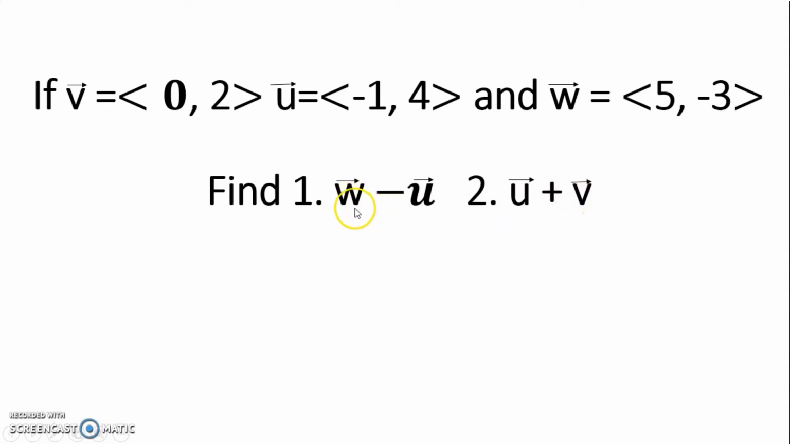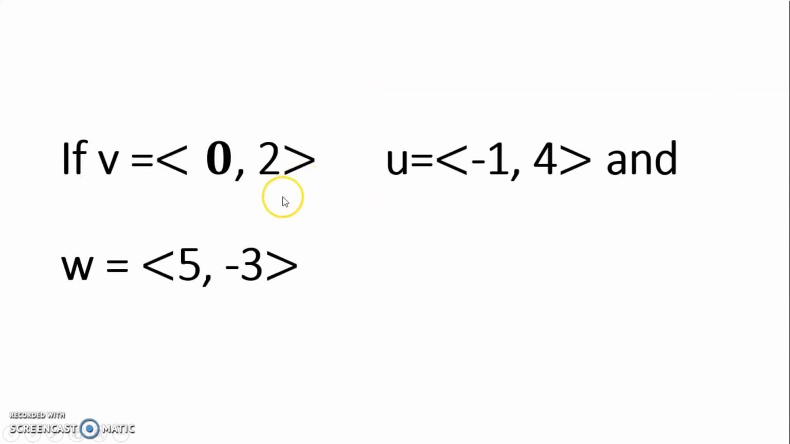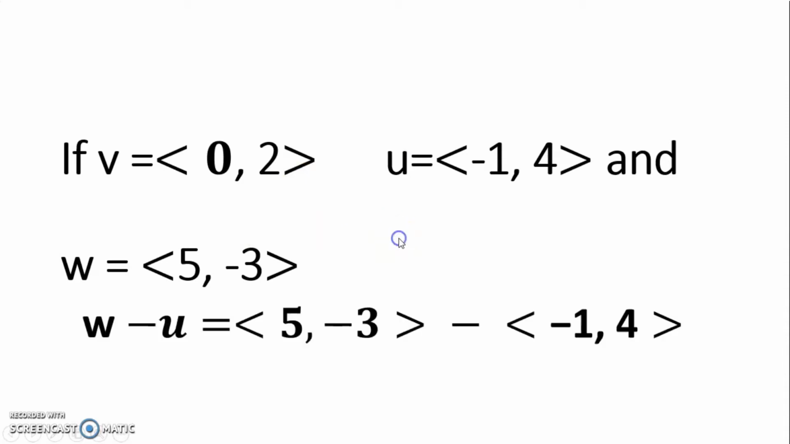Now, to get vector w minus vector u, we are going to substitute, because w is (5, -3), and u is (-1, 4). So it becomes (5, -3) for w minus (-1, 4) for u. What we did here was to replace w with (5, -3), and to replace u with (-1, 4).